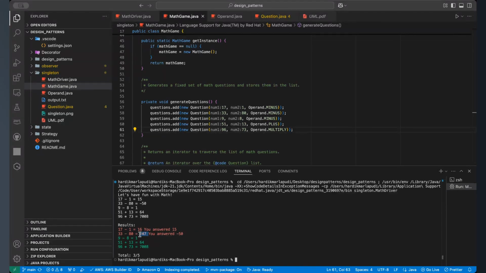The correct answer is -4. For example, 33 minus 80, the correct answer is -47, not -50. This is what the user had answered. And the rest of these questions are marked as green. Why? Because I answered those questions correctly, whereas the answers marked as red mean that I did not answer those correctly. Instead, I answered them incorrectly.